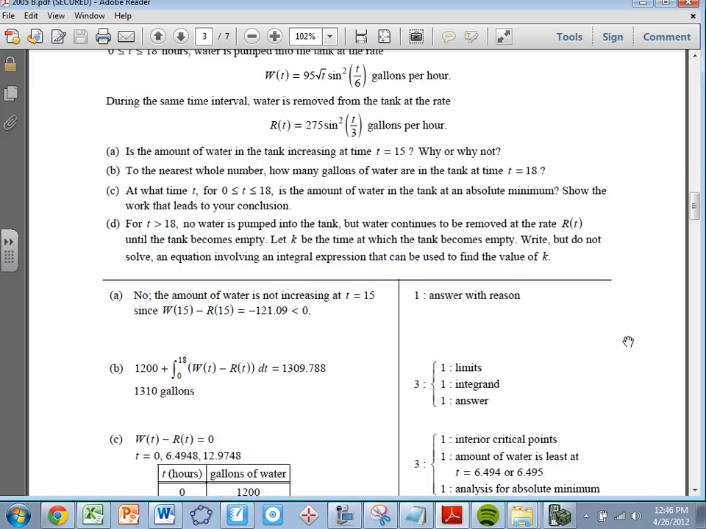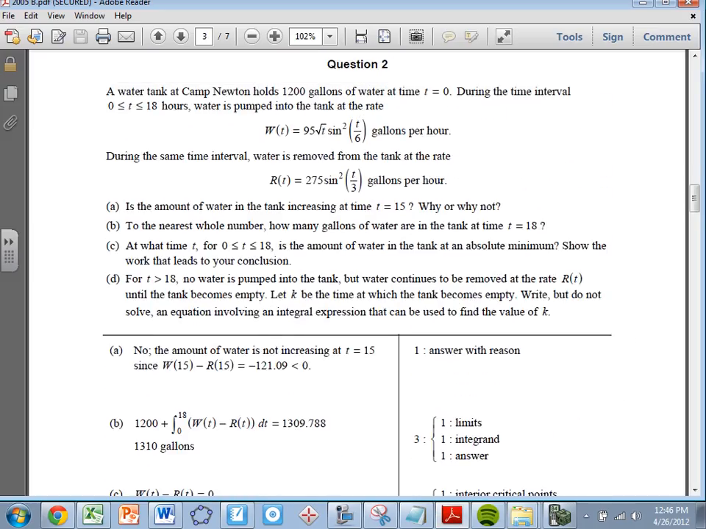Number 2 is my favorite of all of them. Why was this my favorite? Because I like this stuff that's applicable. I like to see that we can actually use this stuff. Water, I think it's actually pronounced both ways. In a water tank at Camp Newton. By the way, Camp Newton, it was funny. When I went on a retreat in college, it was called Camp Newton. That was not what I thought it was.